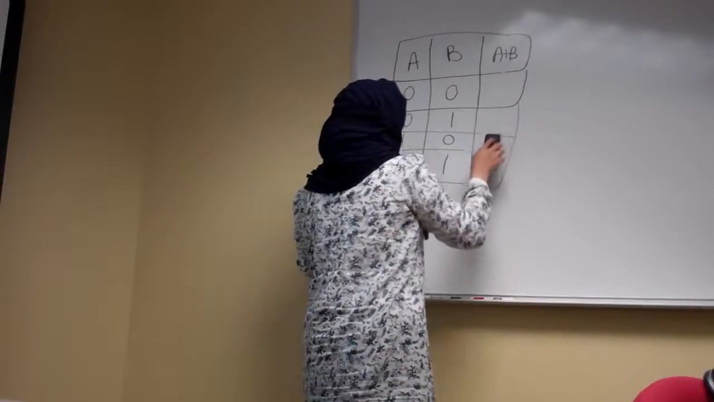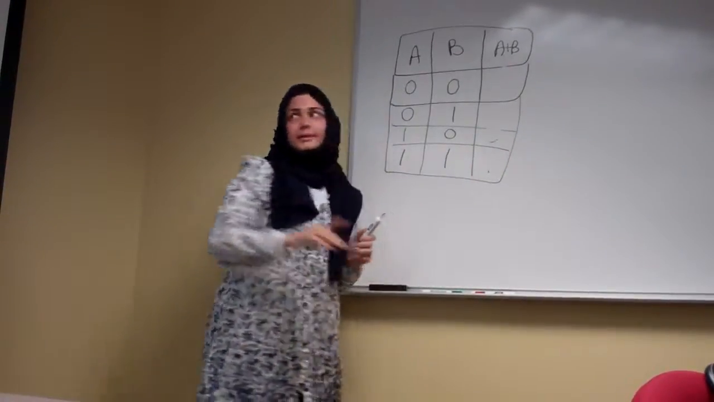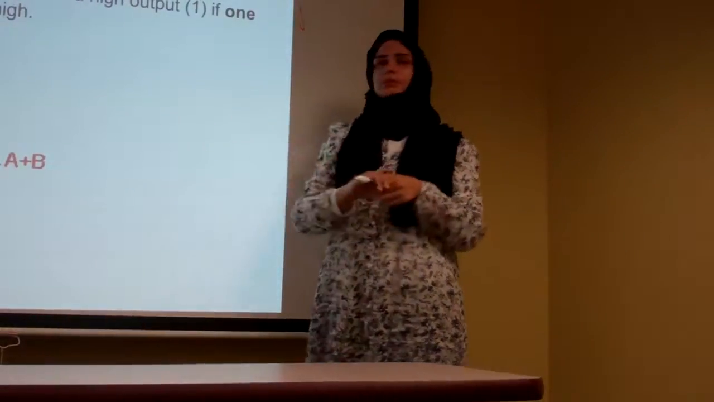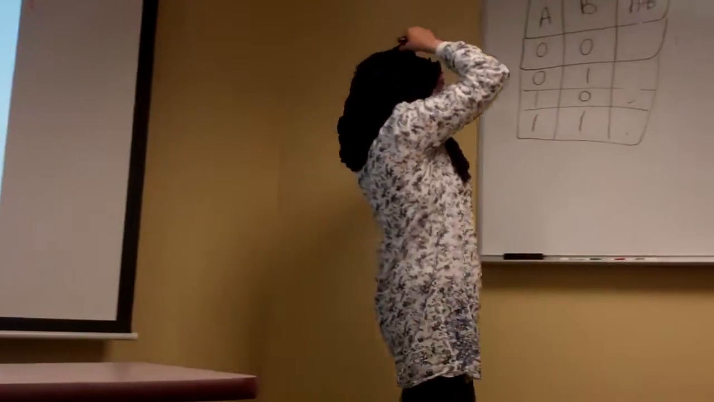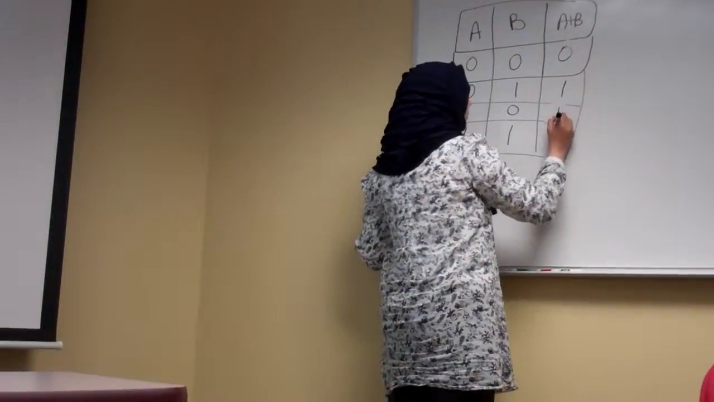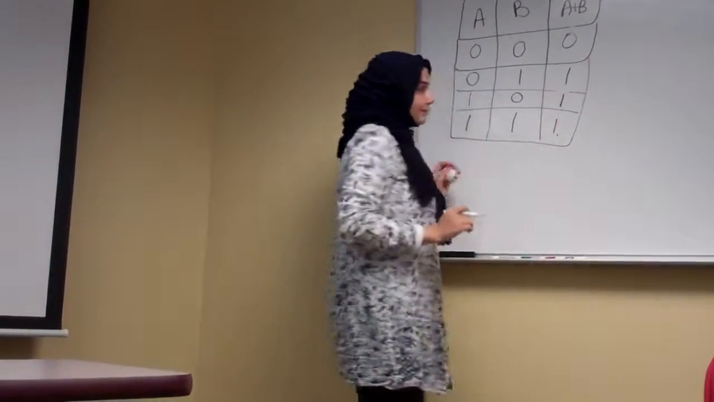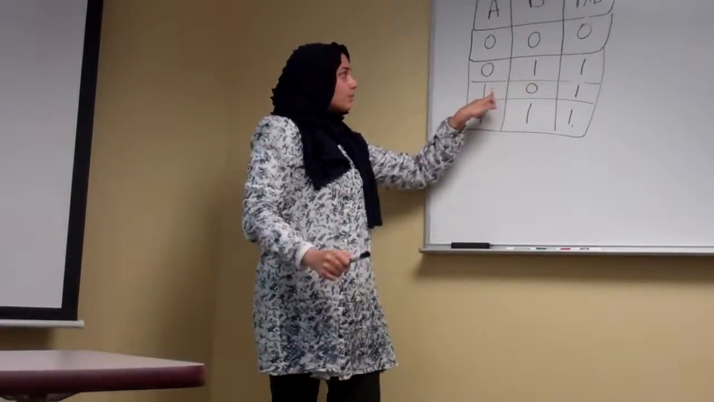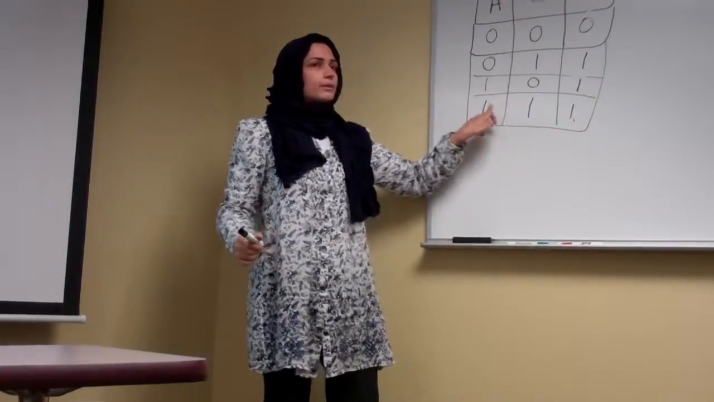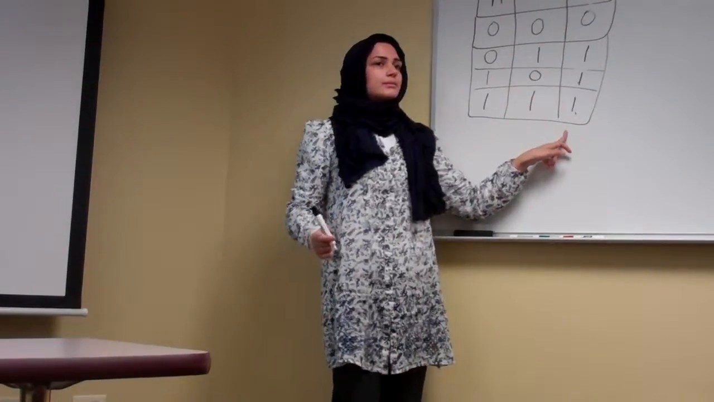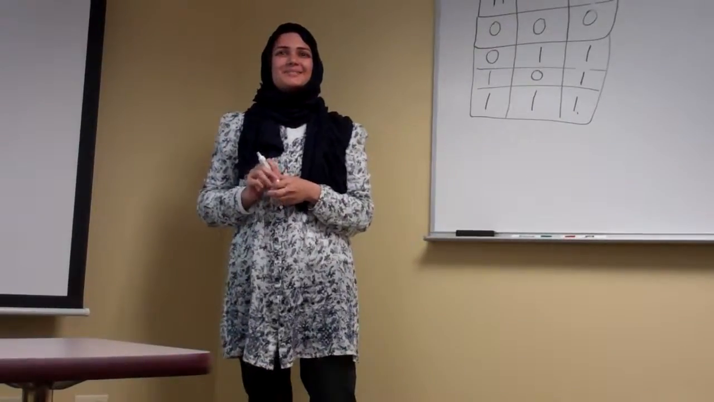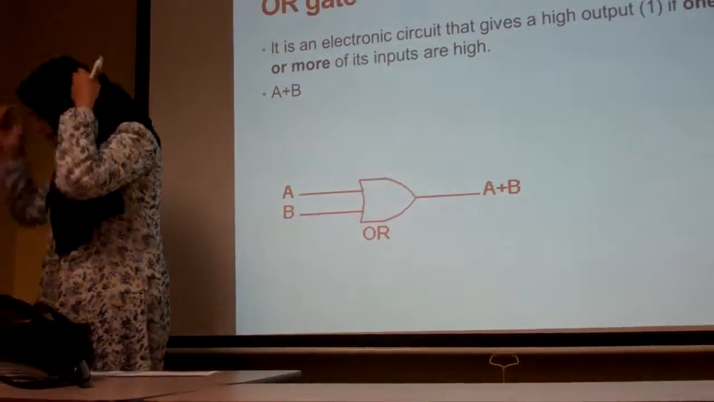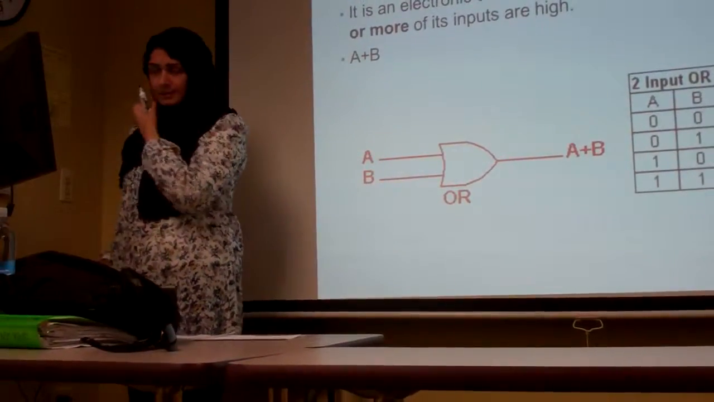What is the result? Can anyone guess from this? We will get 1 if one or more of the inputs are high. 0, 1, 1, 1. Yeah. Clear? Because we have 1 here, if one or more, and 1 here, and here we have 1 and 1. So the result here is like this. Clear? This is the truth table.